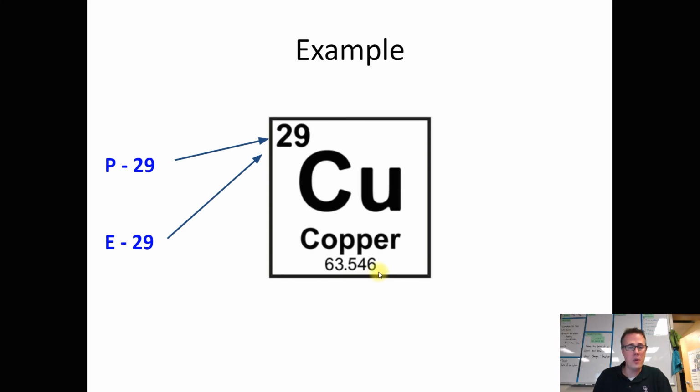Now to find the neutrons, we need to round 63.546 to the nearest whole number. So looking to the right of the decimal, 5 is 5 or more, so we need to round up. This will round to 64. So when we round to 64 and take away the protons, we'll get 35.